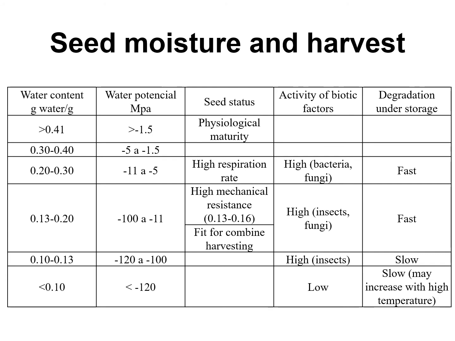Between 0.2 and 0.3, we will have a high respiration rate in the seeds and also a high activity of biotic factors like bacteria and fungi. So the degradation with that water content of the seed would be fast in storage. Still, between 0.13 and 0.20, the seeds have already a high mechanical resistance, so they will be fit for combined harvesting. But still, the activity of insects and fungi can be high, and the degradation under storage can be fast. Only with lower values, between 0.10 and 0.13 of water content, we will have a high activity for insects, but the activity of fungi will be small and the degradation under storage will be slow.